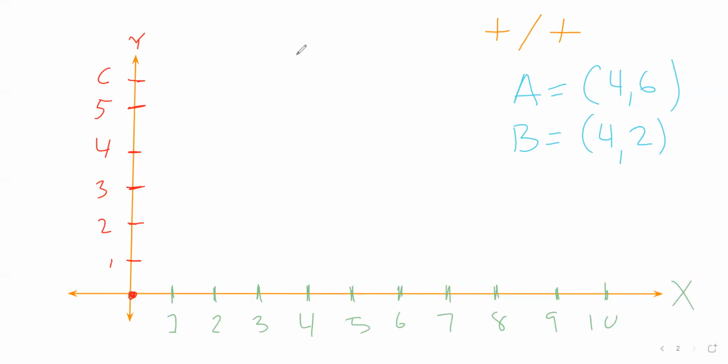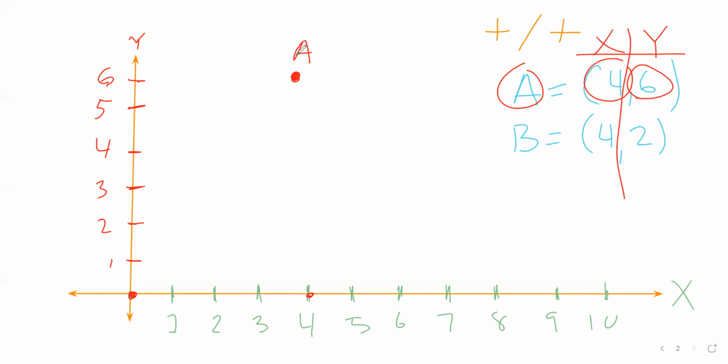So I'm going to start with A. Remember an ordered pair is x and then y. So the first thing I'm going to do is move along to the 4, and then I'm going to come up 6. So that would be right here. So that would be A. And then if I was to plot B, plot is the term we use for graphing it, right? So B, it's going to be 4, so the same x, but this time up 2. So B would be right here, okay?